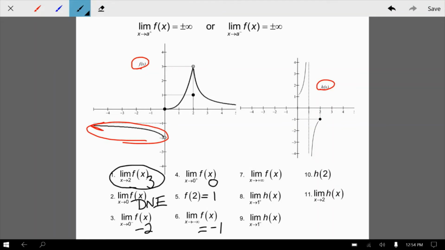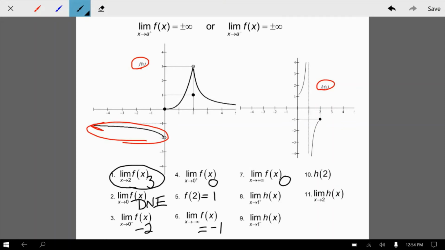All right, so on number 7, it says, what's the limit as x approaches infinity for f of x? It's kind of hard to tell. I would say it looks like this is probably approaching 0. I don't really 100% know for sure that that's the case, but it does look like there's a horizontal asymptote that I'm starting to flatten out as I approach. So I'm going to assume that that one's 0.